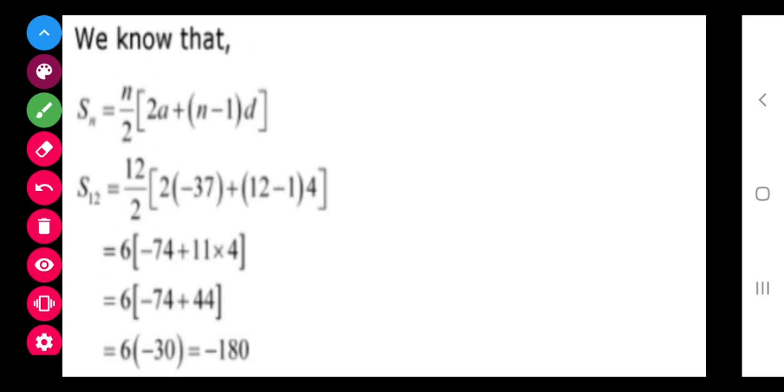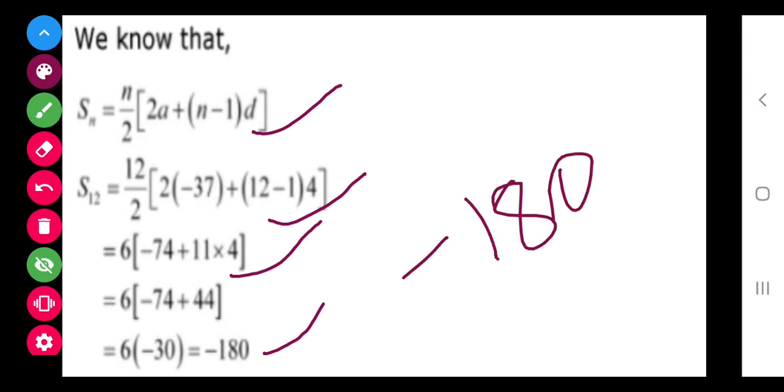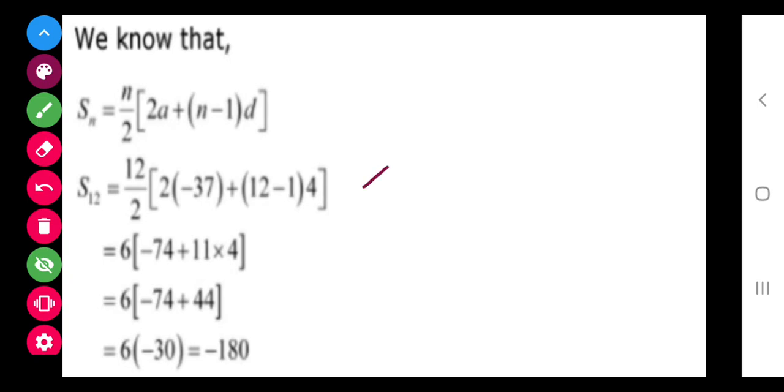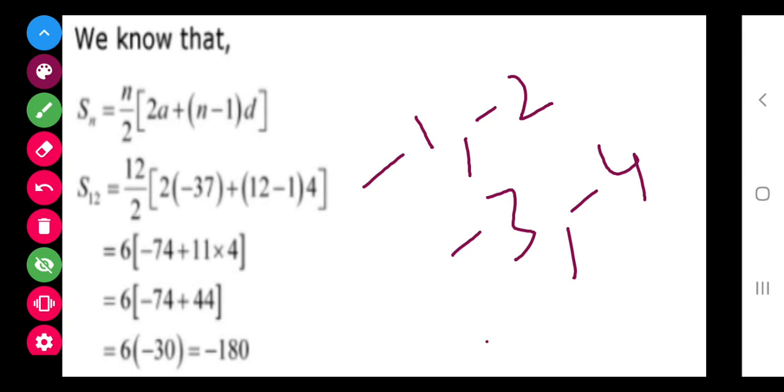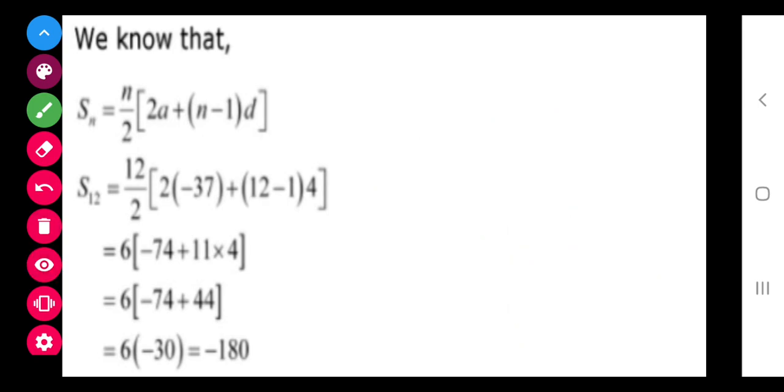Now what we will do, we will go with the same formula, this one, and we will substitute the values. So it is coming minus 180. So class, there is a question, can the sum come negative or not? So class, it definitely can come negative. Suppose I want to add minus 1, minus 2, minus 3, minus 4, then the sum will definitely come negative 10. So class, the sum can be negative also, but n cannot be negative.